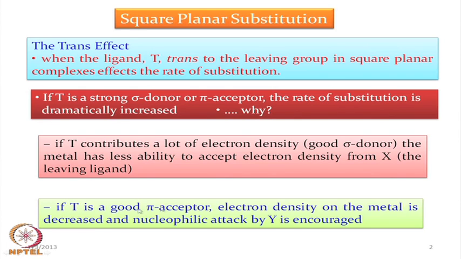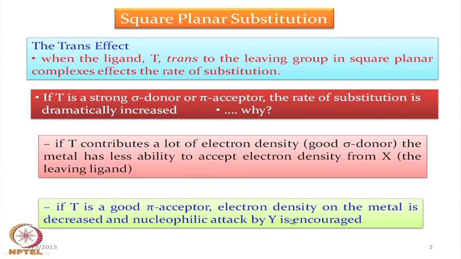So, if now instead of a good sigma donor, our T ligand is a good pi acceptor, the electron density on the metal is therefore decreased. That means it is withdrawing the electron density from the metal center through its metal-T pi bond. T is a very good pi acceptor withdrawing the electron density. As a result, the electron density over the metal center is decreased and nucleophilic attack by Y is encouraged.